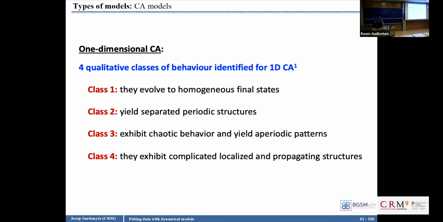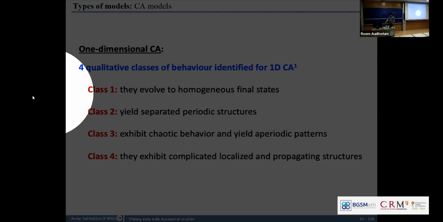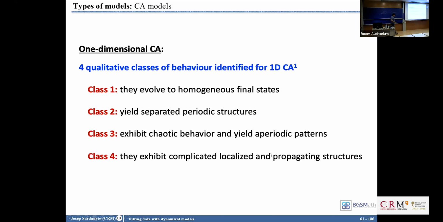Class 2 usually gives periodic patterns which are separated, but at some point, the automaton structures itself and it gives you bands that remain forever. It's a kind of periodic pattern. Class 3, like this one, rule 30, exhibits chaotic behavior and aperiodic patterns. Actually, this automaton class 3, I think MATLAB has a function that generates pseudo-random numbers using this automaton. Okay. And class 4, it's like a mix of the previous ones.